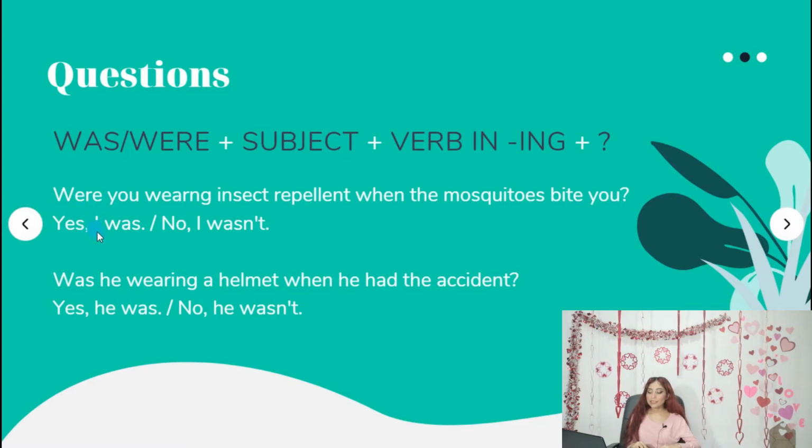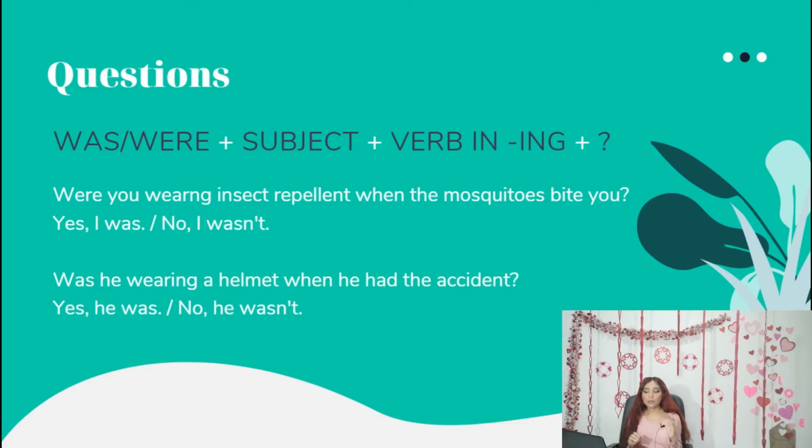My example here says, were you wearing insect repellent when the mosquitoes bit you? And you can say, yes, I was, no, I wasn't. These are the two kinds of short answers that you can write, because as you know, was is used with the personal pronoun I. The next question with he says, was he wearing a helmet when he had the accident? You can say, yes, he was, no, he wasn't. It depends on the personal pronoun. For example, if the question says, were they wearing insect repellent when the mosquitoes bit them? You can say, yes, they were, no, they weren't.